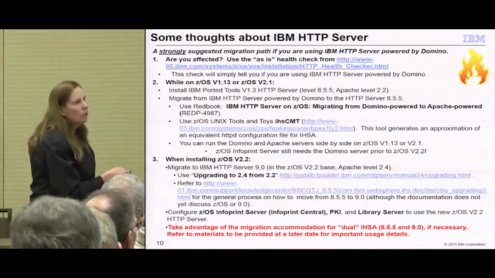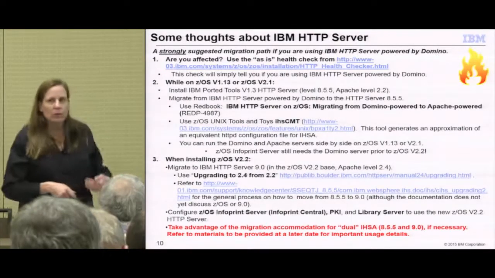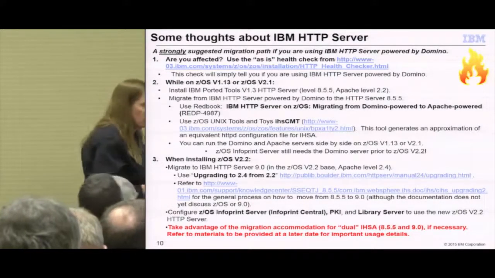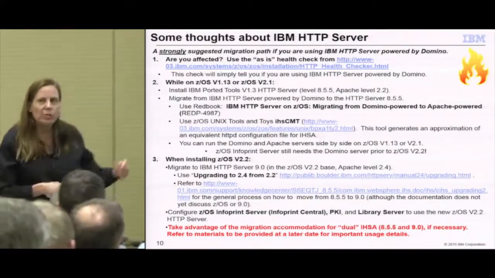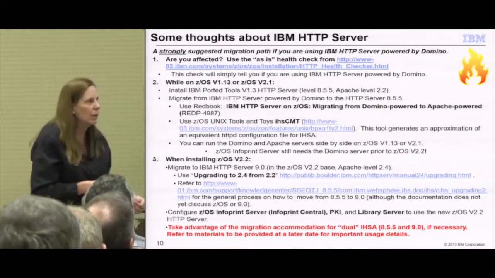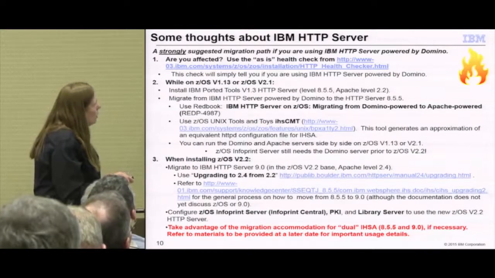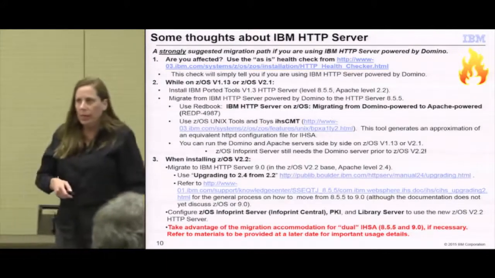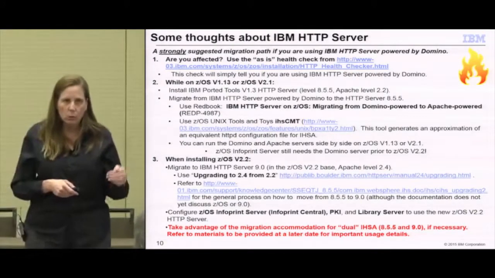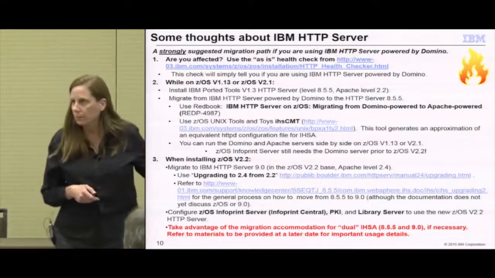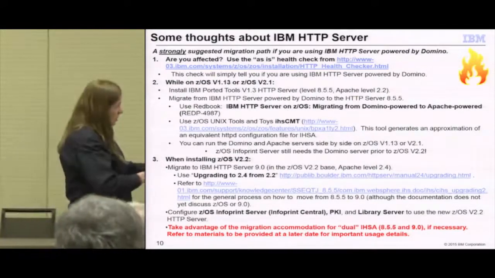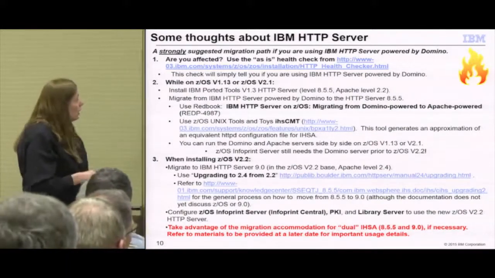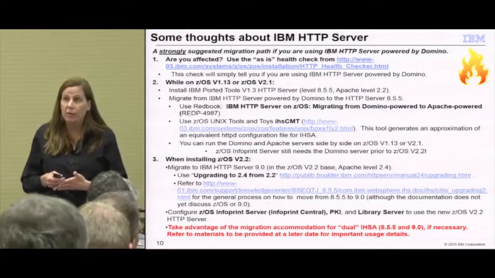Okay, so let's look at item number 2. So let's say you run the check and it says that you are affected by this because you are running the Domino HTTP server. You need to get off of it. This is what you do today while you're on 1.13 or while you're on 2.1. You go order the IBM ported tools. It's called version 1.3 HTTP server feature, and that is the 855 level, or also known as Apache 2.2. Okay, because remember we have a lot of levels for this level of the code. So you install that, you put it up, and you start moving from Domino to Apache 855.